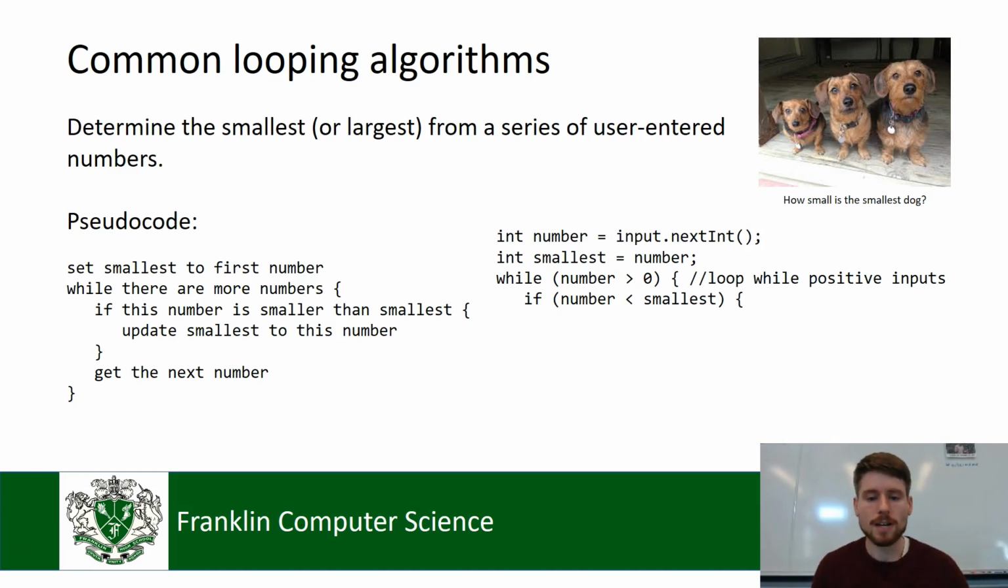So then we do the comparison, right? Is the number we're looking at smaller than the smallest number currently? And if it is, we update smallest to equal that number. Close the curly brace, and then we get the next number and put it into that number variable. So input gets stored into number. If the number is a negative number or 0, then we quit the loop and we're done. So that would be an example of finding the smallest from a bunch of user entered numbers. We can see what that looks like in action. Let me open up IntelliJ and we'll take a look.